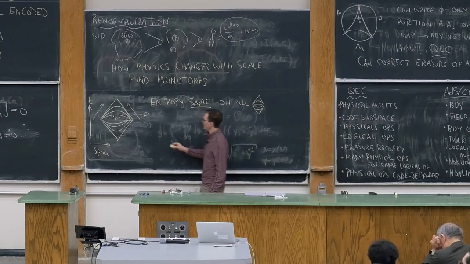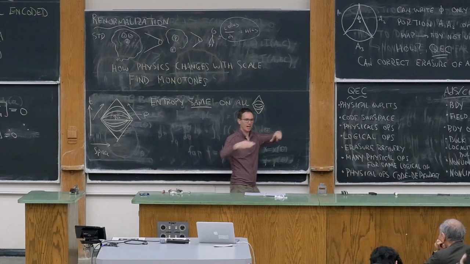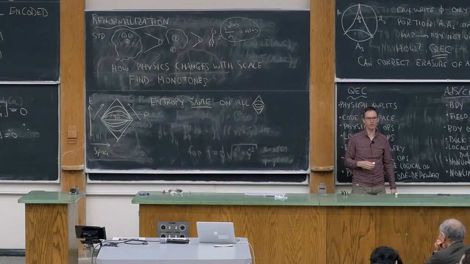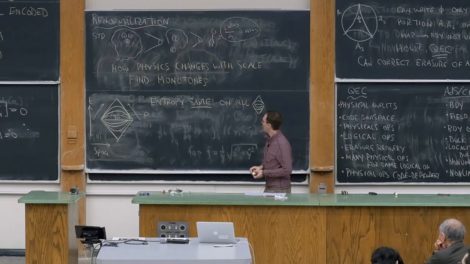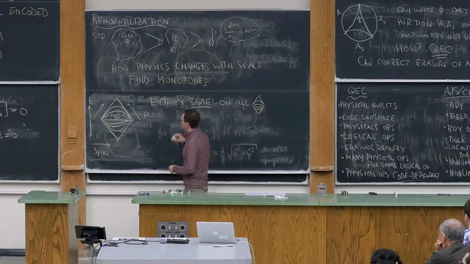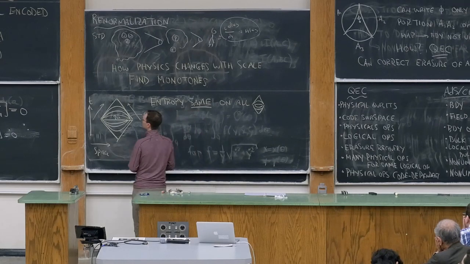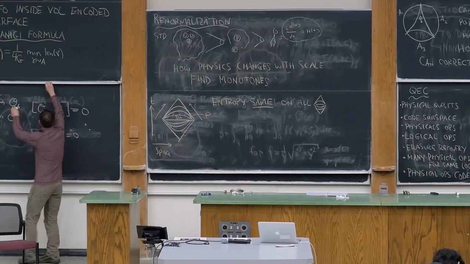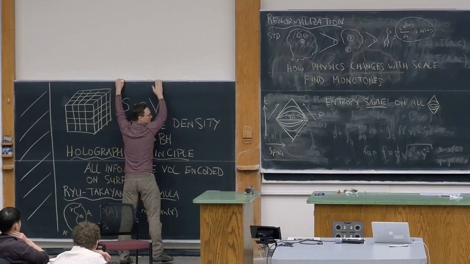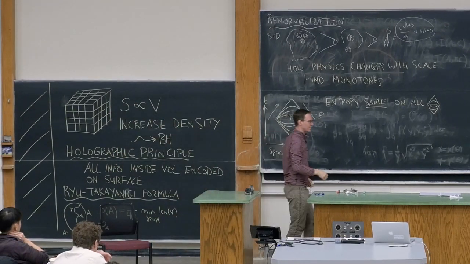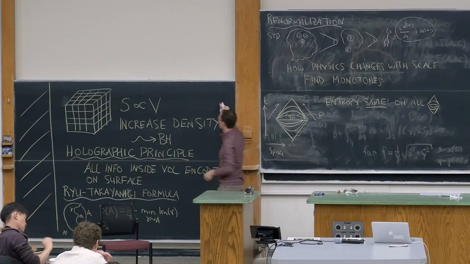You could even associate the entropy with the diamond instead of associating it with the region of space if you wanted to, because the entropy is the same everywhere. So to find this monotone under rescaling, we're just going to have to think about a few entropies.